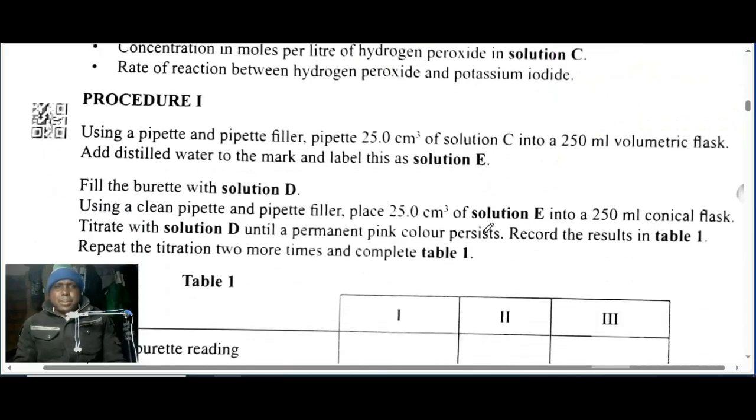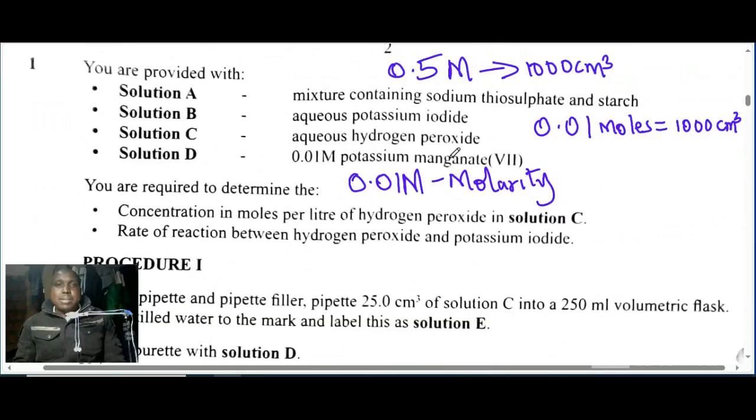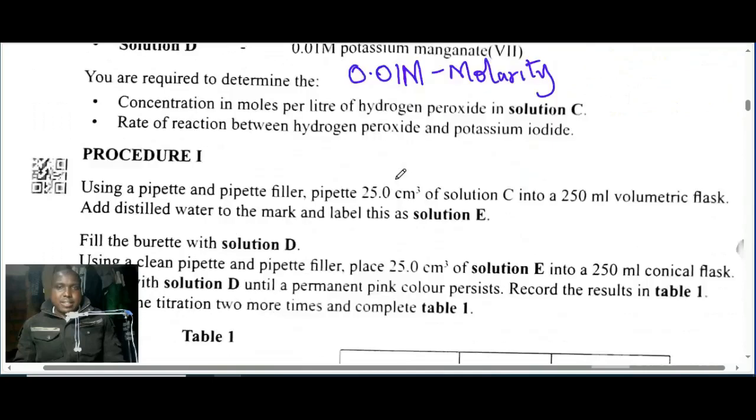Using a pipette and a pipette filler, pipette 25 of solution C into a 250 volumetric flask. Add distilled water to the mark and label this solution as solution E. So remember now, solution E is solution C but diluted. And solution C was what? Hydrogen peroxide.